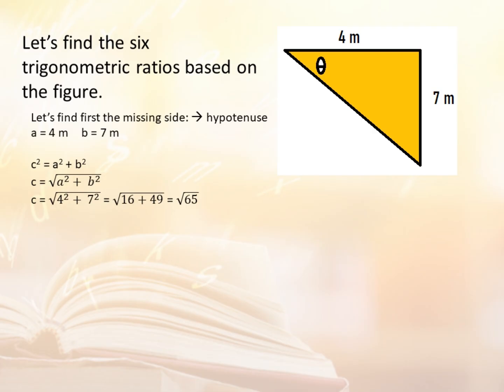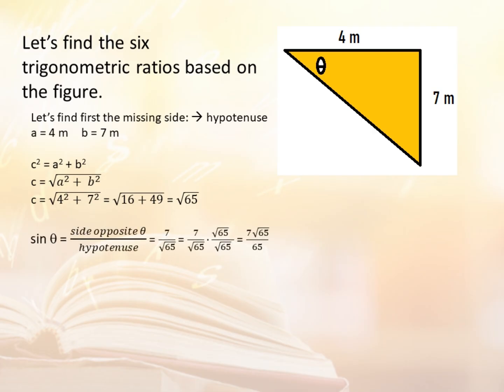So we all know that A is 4. So C is equal to the square root of 4 squared plus B, which is 7 squared, which is equal to the square root of 16 plus 49, which is equal to square root of 65.